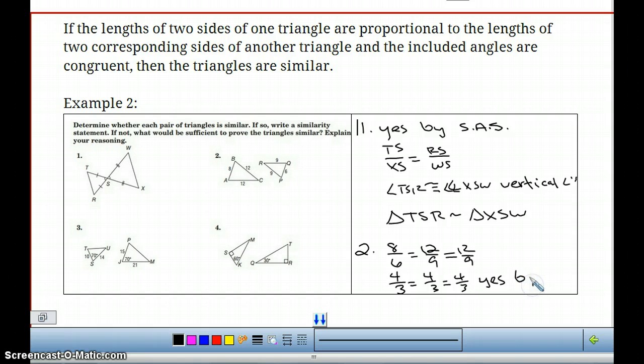So yes, by side-side-side. And then we have to write a similarity statement, so we'll start with this, and I'll go with triangle ABC similar to triangle QPR. Again, match up the corresponding vertices.